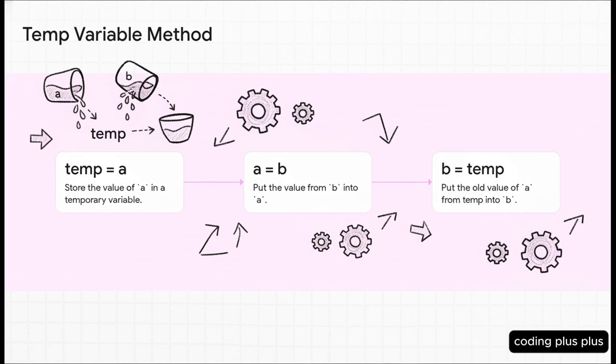Now that the original value of A is safely stored, we can assign the value of B over to A. And for the final step, we assign the value we saved in temp to the variable B, which completes the swap. We then print the new value of A to the screen, and we print the new value of B to confirm they've been swapped.